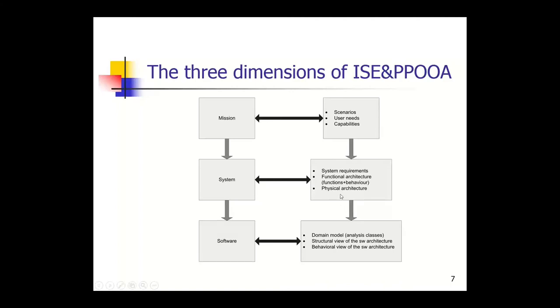I will explain it later. After we develop the physical architecture using typically SysML block definition diagrams and SysML internal block diagrams. And the third dimension is the software dimension for software intensive systems or software intensive subsystems. In this dimension, the artifacts are the domain model, that is the bridge between the physical architecture and the software architecture. The domain model represents the main classes to be implemented by software using a UML class diagram. It's very important.